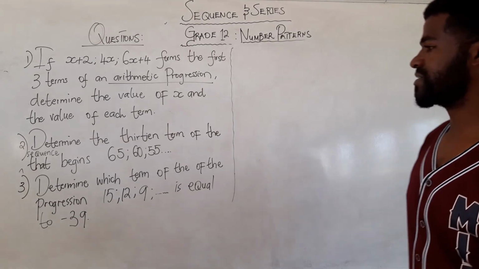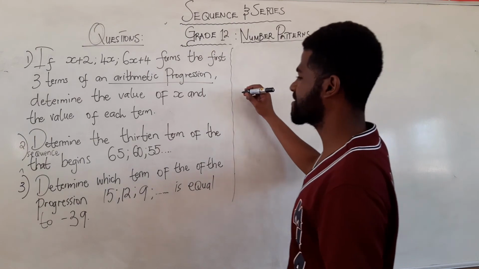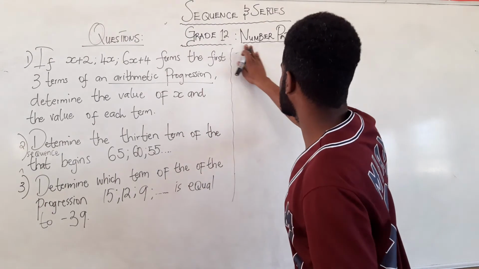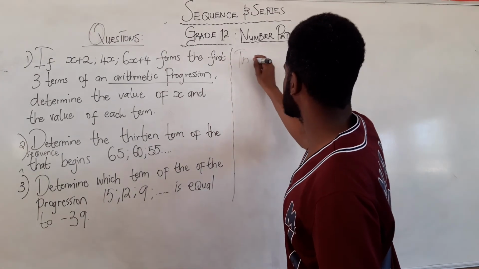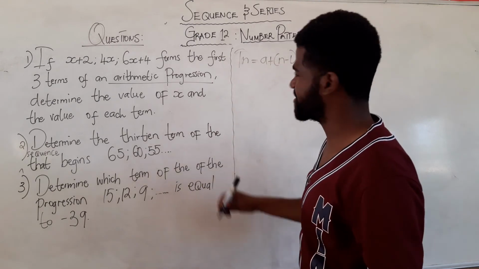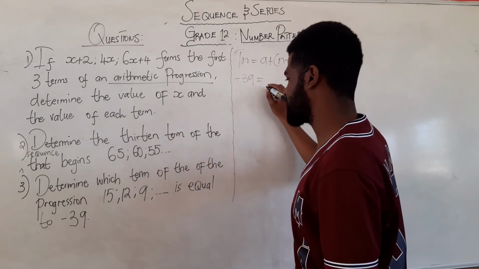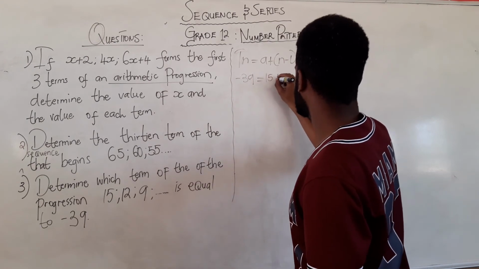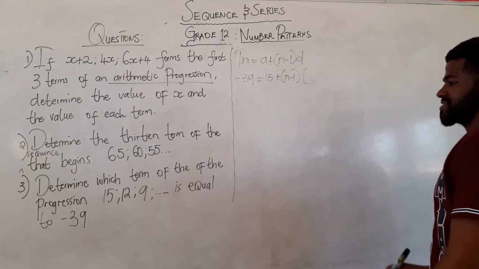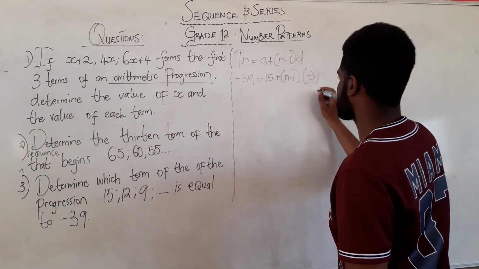Now, the third question says determine which term of this progression 15, 12, and 9 is equal to negative 39. Let us calculate our difference first. But let us write our general equation, which is Tn is equal to a plus n minus 1 into d. What is our Tn? Our Tn is negative 39. a is our first term, which is equal to 15, and we are calculating n, the number of terms, into d. What is our difference? 9 minus 12, 12 minus 15 is equal to negative 3.